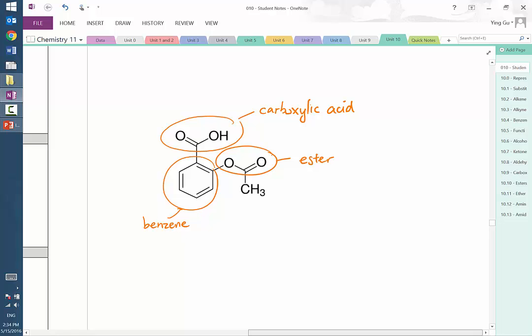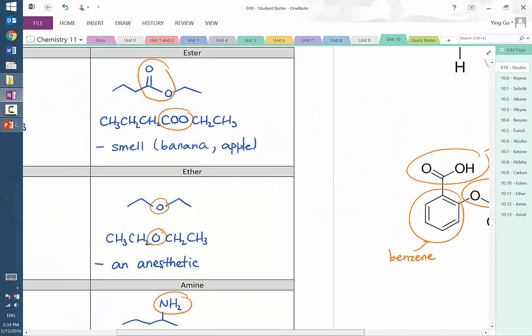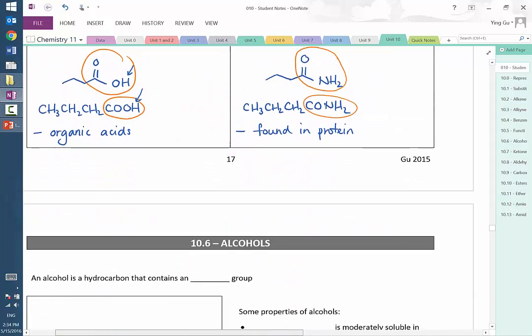Okay, so that's what we have to be able to do with functional groups. We have to learn how to recognize them when we see them, call them by their correct names, and also memorize some of their particular properties. Okay, all right, that's it for functional groups.